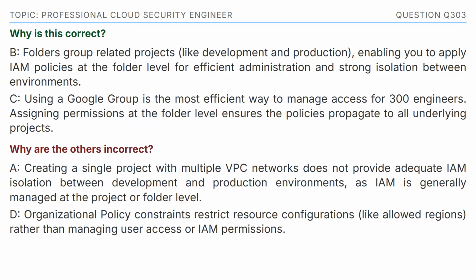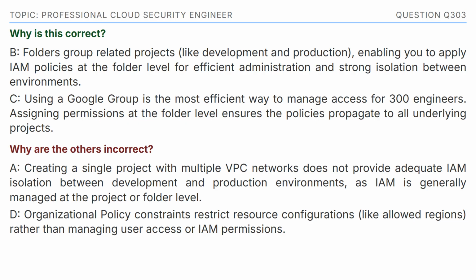Why is this correct? B. Folders group related projects, like development and production, enabling you to apply IAM policies at the folder level for efficient administration and strong isolation between environments. C. Using a Google group is the most efficient way to manage access for 300 engineers. Assigning permissions at the folder level ensures the policies propagate to all underlying projects.